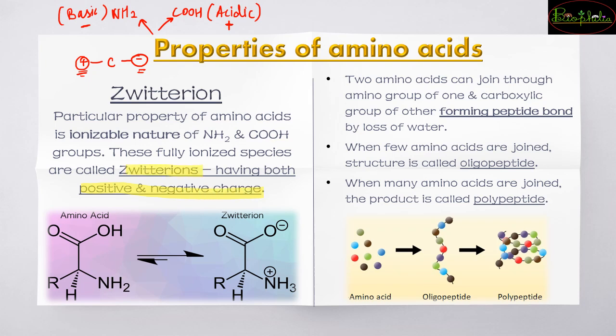So you can see if we put the amino acid in an acidic medium, it will turn into a positively charged form. If you put the same amino acid in a basic medium, it will turn into a negatively charged form. So once it can change its ionic property, that is the property called Zwitter ion.